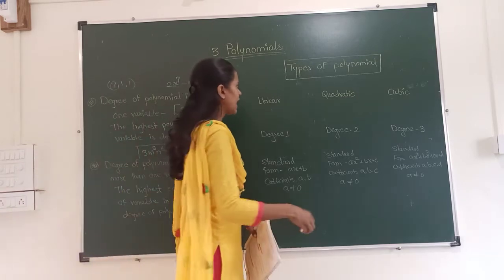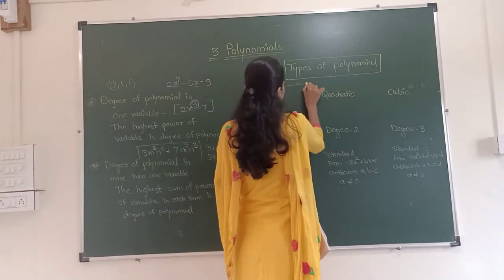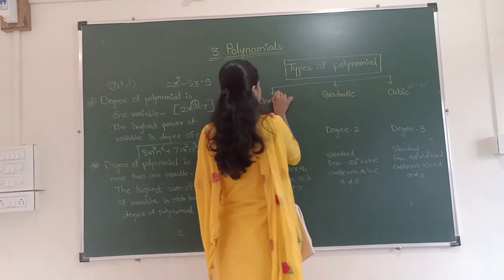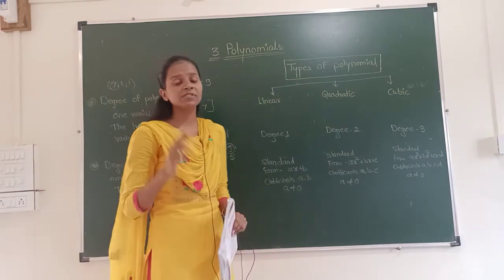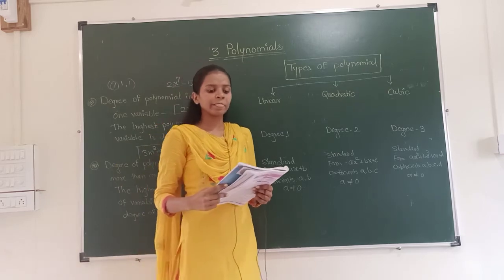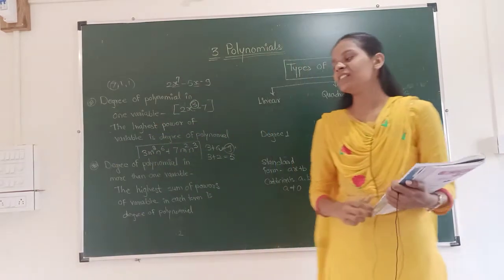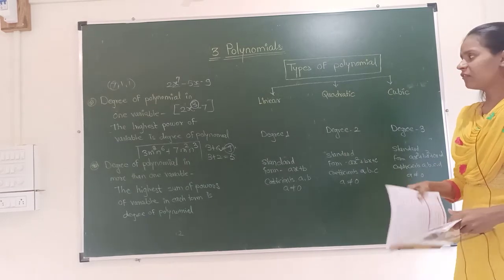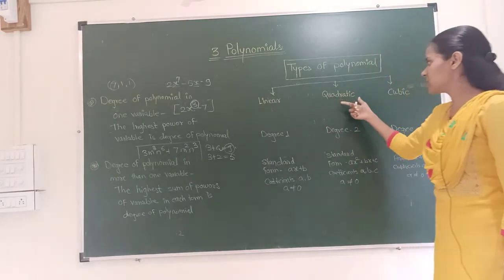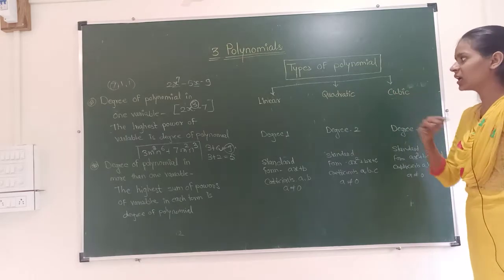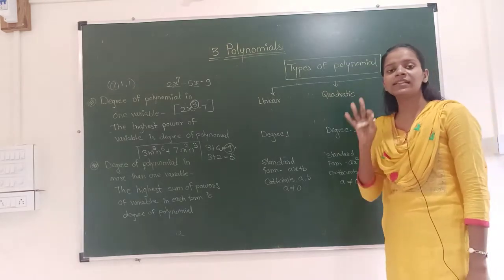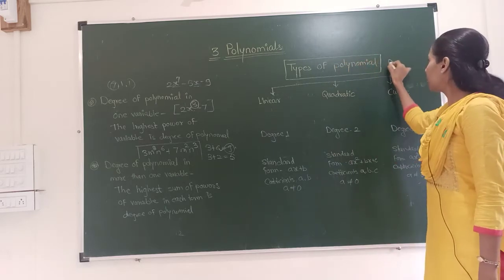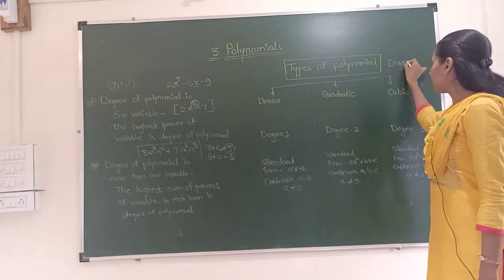Now we will see the types of polynomials by degree. In the previous video, we saw the types of polynomials by the terms. Now we will see the types of polynomials by the degree. Okay, first type is linear, second type is quadratic, and third type is cubic. Linear, quadratic, and cubic, these three are the types of polynomials by degree, by the degree of the polynomial.